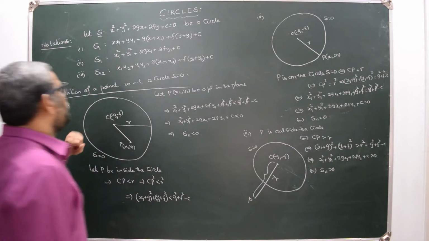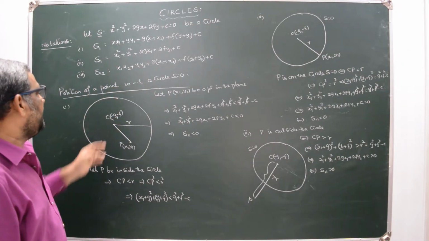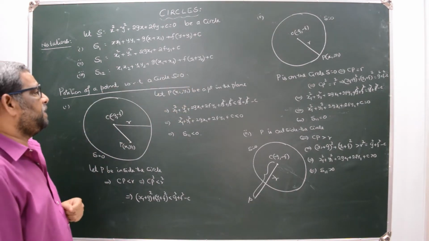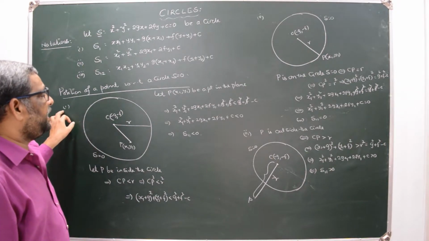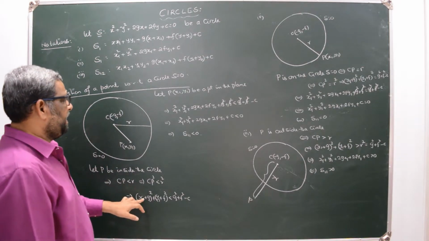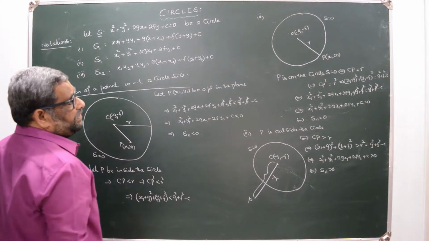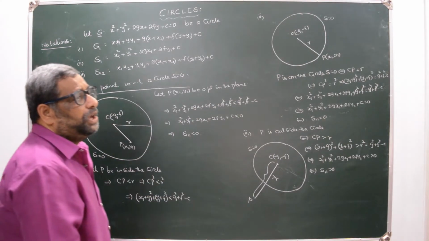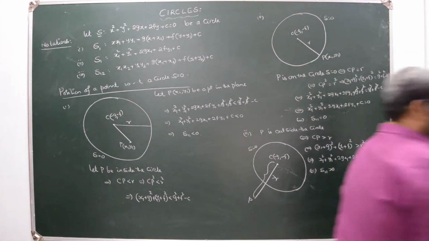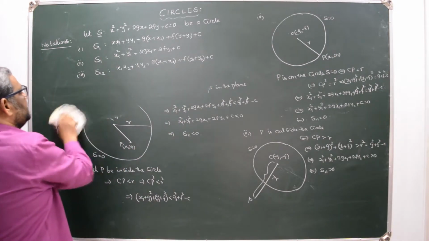So with this we come to a conclusion that if S is equal to 0 is a circle whose center is C and radius R, then let P(x1, y1) be a point in the plane. Now if the point P is inside the circle, then CP less than R and we'll get S11 less than 0. Now if P is on the circle, we'll get S11 is equal to 0, and if P is outside the circle, we'll get S11 greater than 0. So here this is about the position of a point with respect to a circle.